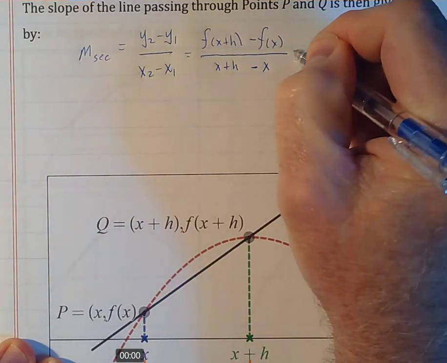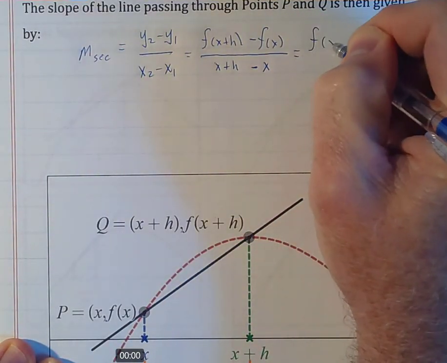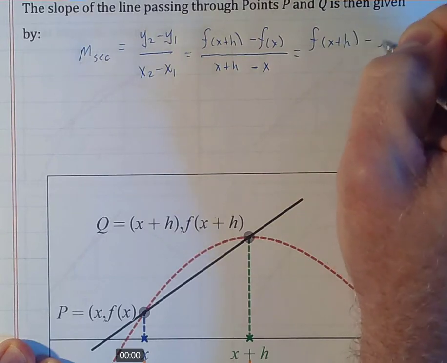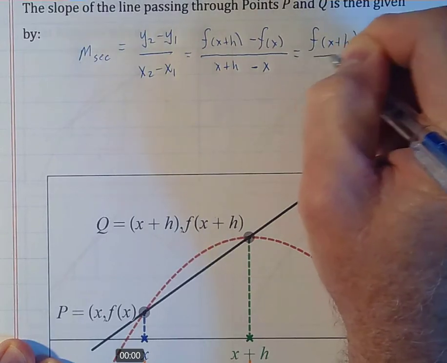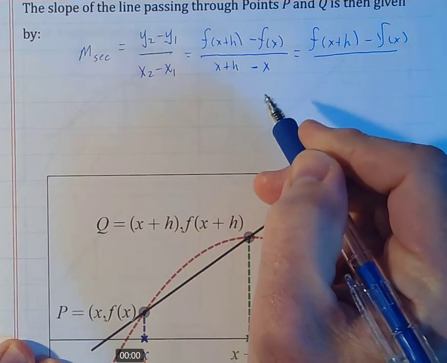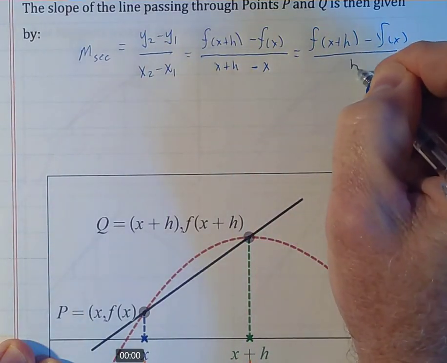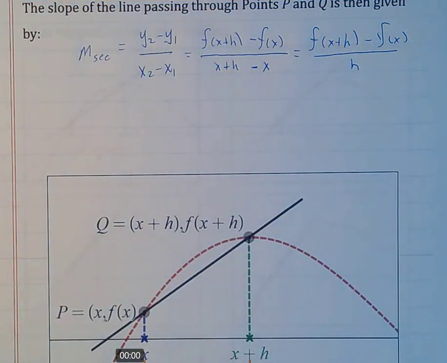And it looks like what I end up with is f of x plus h minus f of x. And down here, I've got a couple of x's that cancel out, just leaving me with h. And I've got a formula that tells me the slope of the secant line.